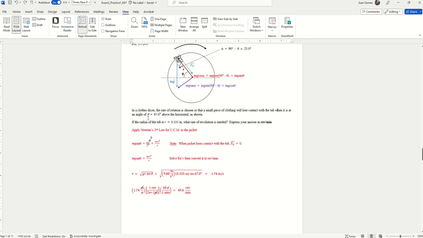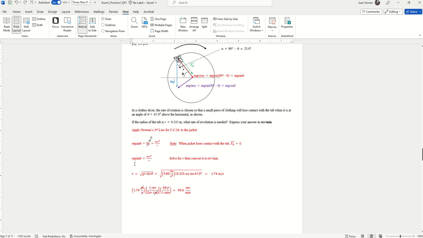Now remember, they tell you that when theta is 67 degrees, the piece of clothing will lose contact. That means that at that angle theta, Fn will become 0, because Fn is the contact force. The object has to be in contact with the surface. So if the piece of clothing loses contact, Fn goes to 0. So you get mg sine theta equals mv squared over r. Let's solve for v and then convert it to revs per minute.